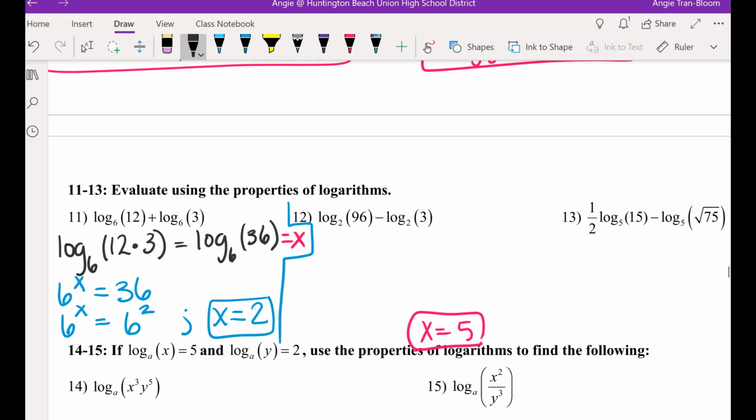What did you do on step number 1, Chance? You have to rewrite it. Tell me what you did. So you do log base 2 of 96 divided by 3. Which is what, Chance? 32. Log base 2 of 32. Is Chance right? What do you do next, Chance?